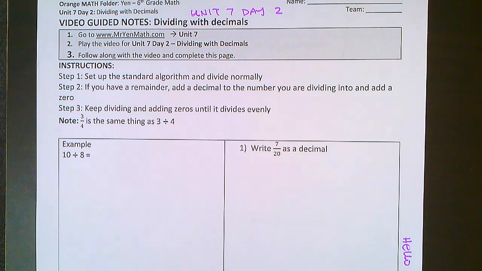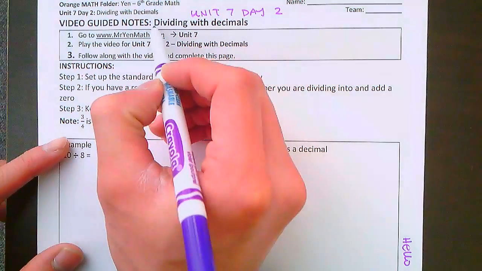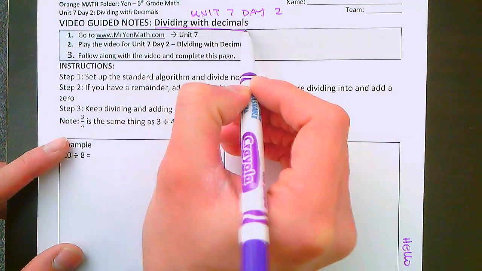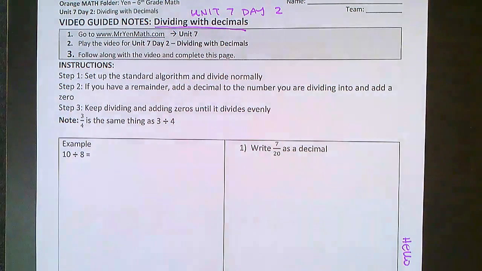This is the video for Unit 7, Day 2, and today we're going to be working with dividing with decimals. So I'm sure in your previous math classes you've done division before and worked with remainders, and now we're going to figure out what we can do to get the exact answer in the form of a number with decimals.